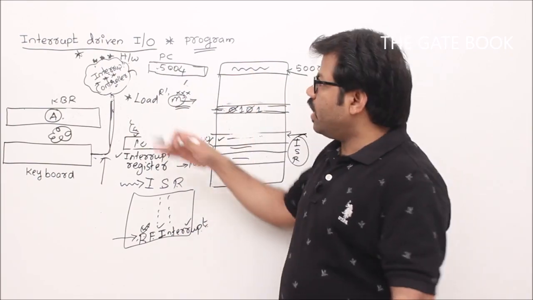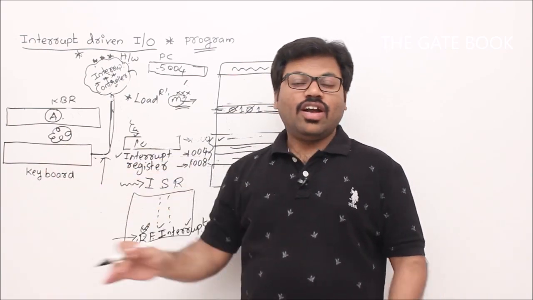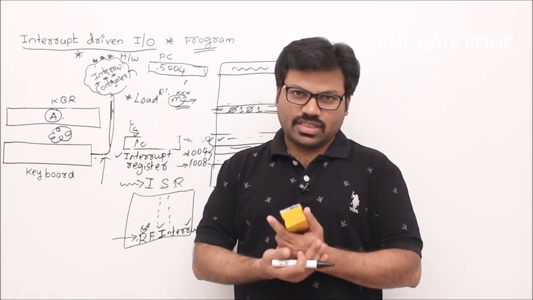Now we'll see some more details of interrupt driven IO. So far we just assumed that we have one device, correct? What if there are multiple devices? How are they going to take the services? We will see that.